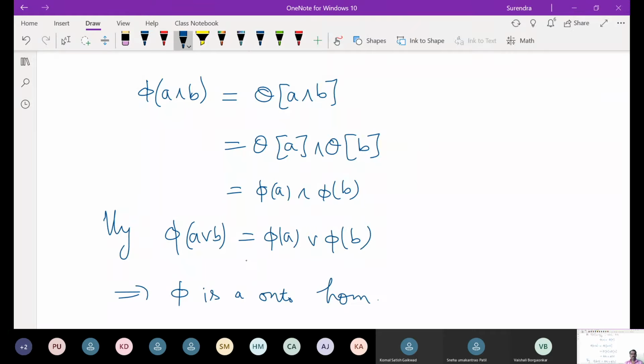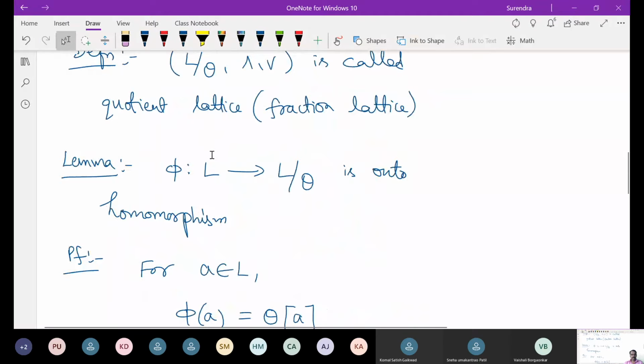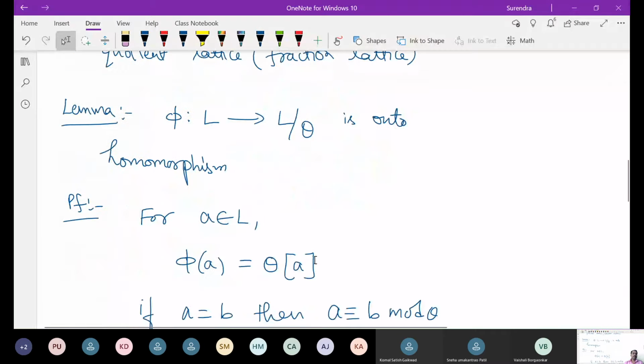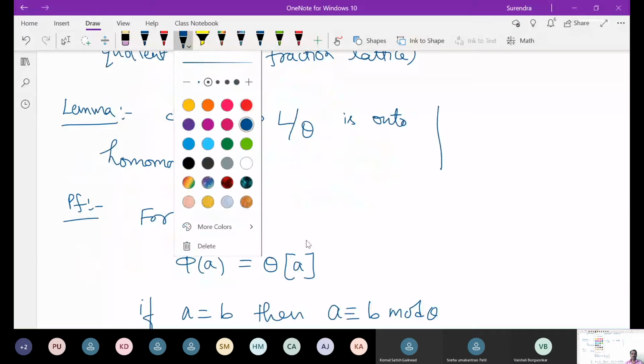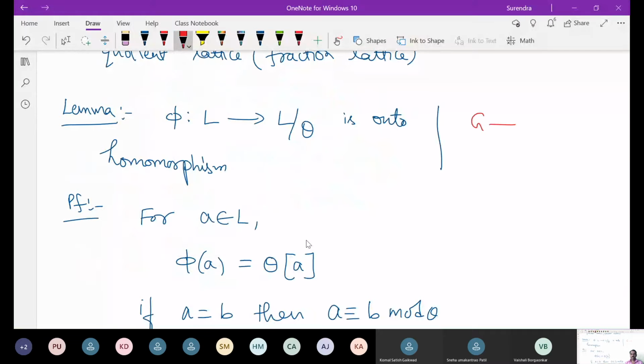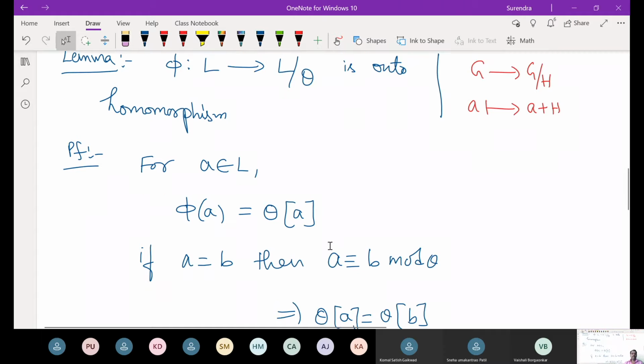That means this is actually a natural homomorphism from a lattice to the quotient lattice with respect to that congruence relation theta, simply sending A to theta of A. Just like the similarity you can observe in groups: if G is a group and H gives the quotient, then we simply send any element A to A plus H, which is a coset. So here, where we had cosets, what we have are congruence relations.